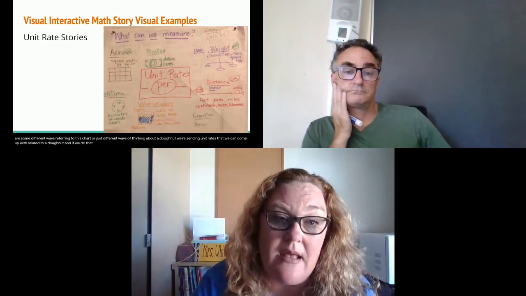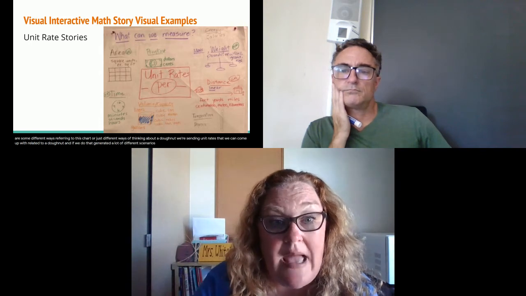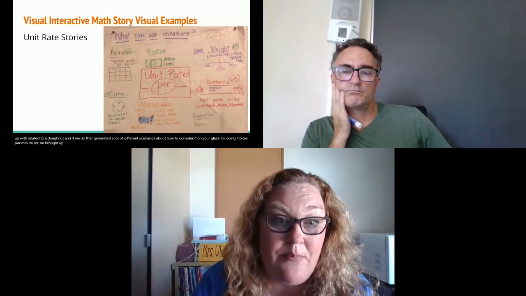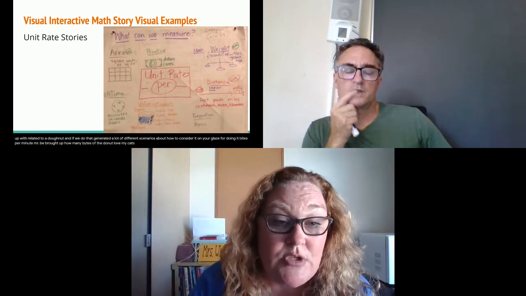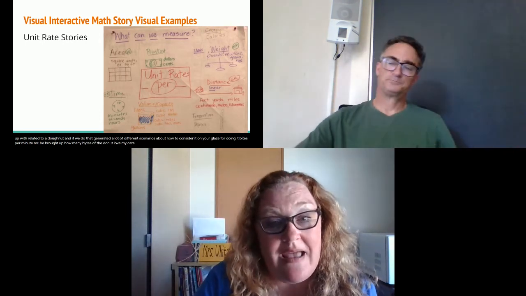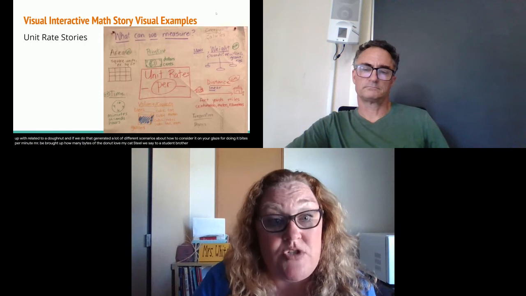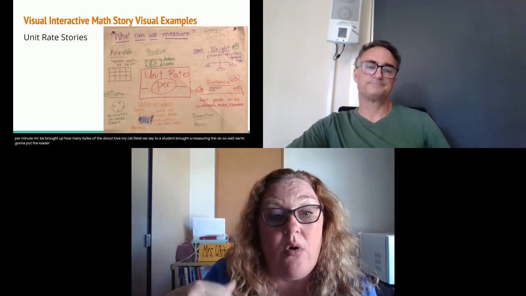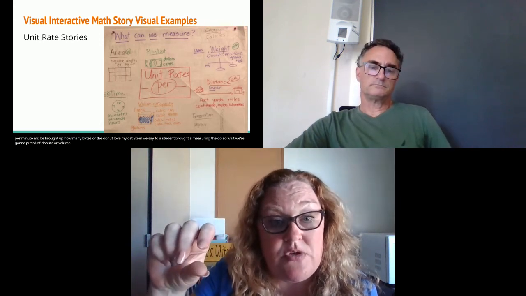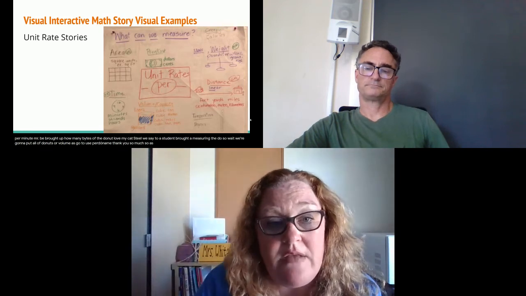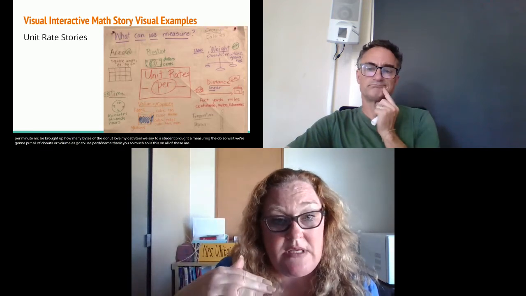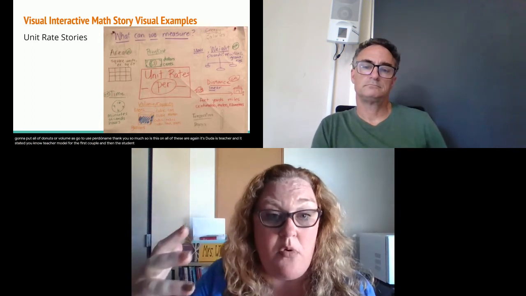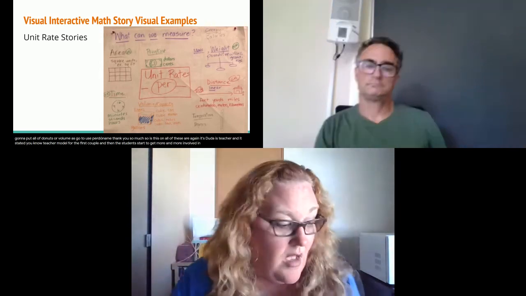And students generated a lot of different scenarios about how to consider a donut. Like glaze per donut, bites per donut. Mr. B brought up, how many bites of the donut will my cat steal per donut? A student brought up measuring the dough. So weight per donut or per dough of donut, or volume of dough to use per donut, making donut. So all of these are again teacher initiated, teacher modeled for the first couple, and then the students start to get more and more involved in that discussion. All right, let's go to the next one.